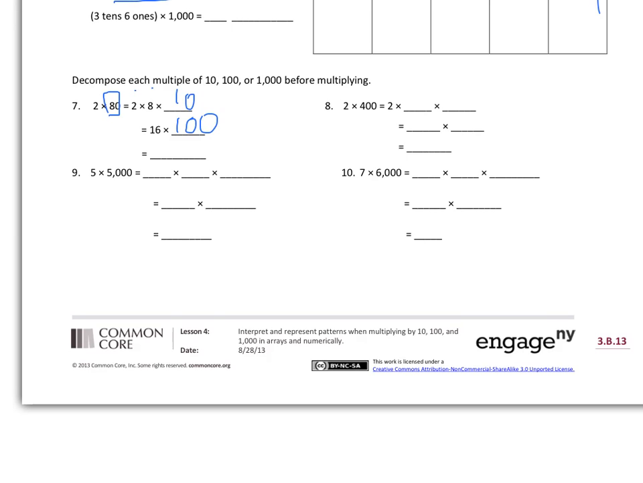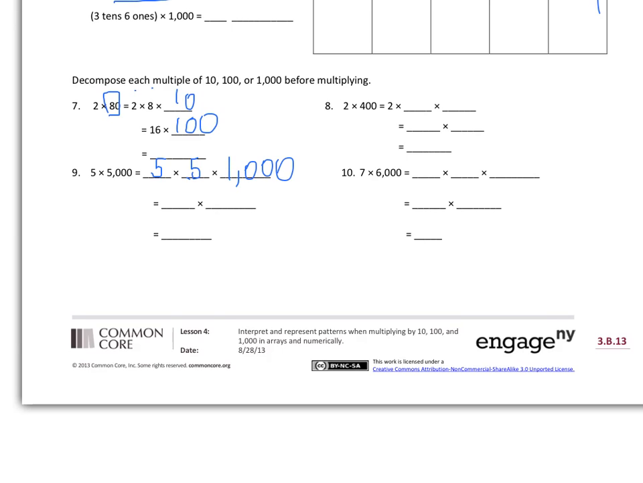So if you look at number 9, that one seems to be a little more challenging. We want to keep it as 5, because that's our simplified or decomposed number. And then 5,000 is going to break into something times 1,000. So think of the digit. It's going to be 5 times 1,000.